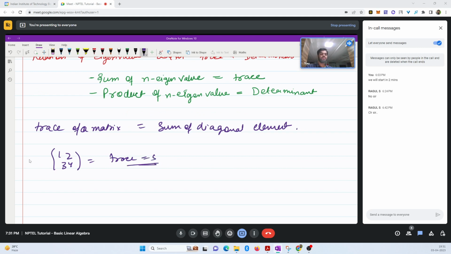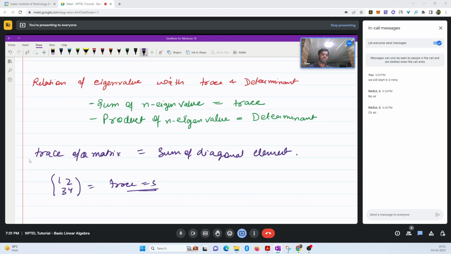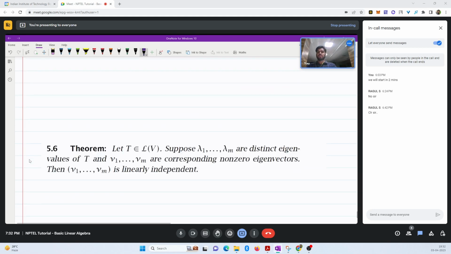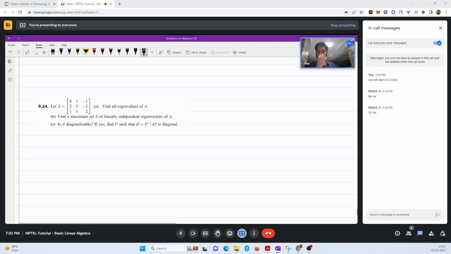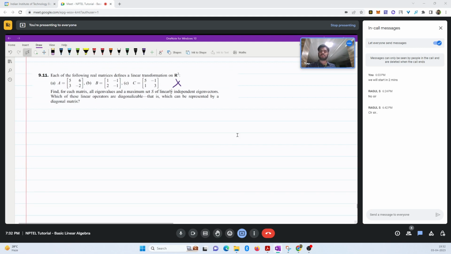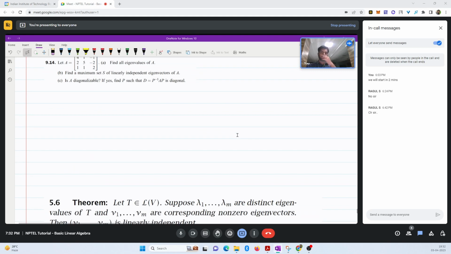If you take the sum of all your eigenvalues, that is always equal to the trace of that matrix. This is a proven property. Another thing is if you take the product of these eigenvalues, then you will get it equal to the determinant of that particular matrix. I wanted to mention this, and probably this is a repetitive example. I won't solve this one. I'll go to this theorem, and then I'll try to solve this one.